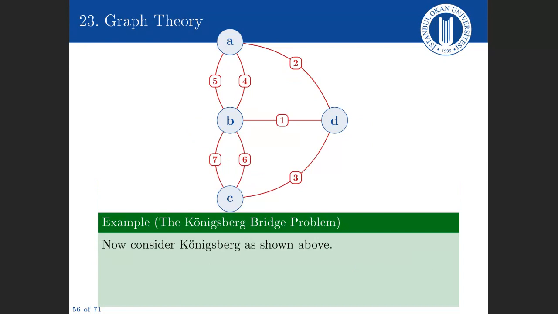Now let's go back to Königsberg. Does there exist an Eulerian trail in Königsberg? We can calculate the degrees of the vertices. The degree of A is 3, the degree of B is 5, the degree of C is 3, and the degree of D is 3. There are four vertices of odd degree.